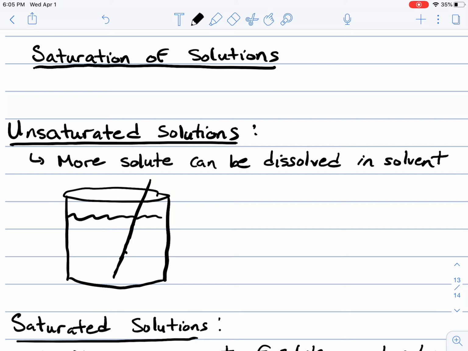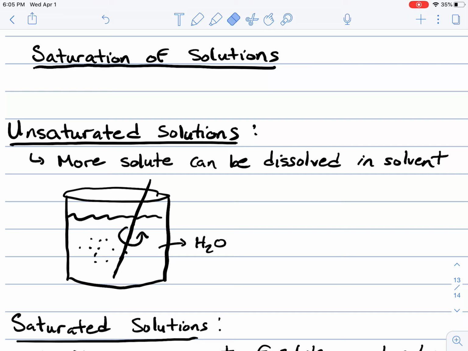So what does that mean? So let's just say that we have a pure sample of water. And what we're going to do is we're going to sprinkle in some sodium chloride, some salt. And so we're going to put in some salt, and then we're going to go ahead and take this glass stir rod and swish it around to mix this solution.